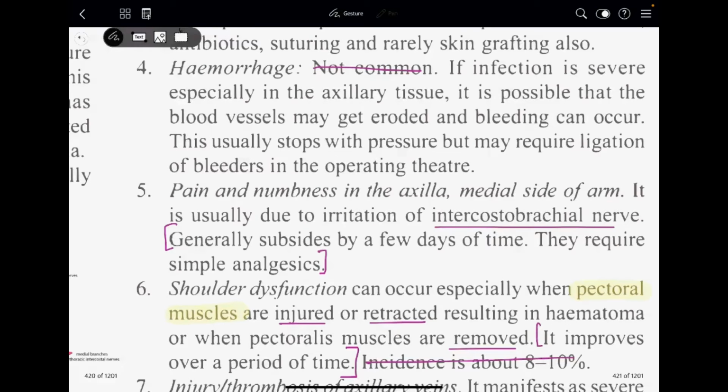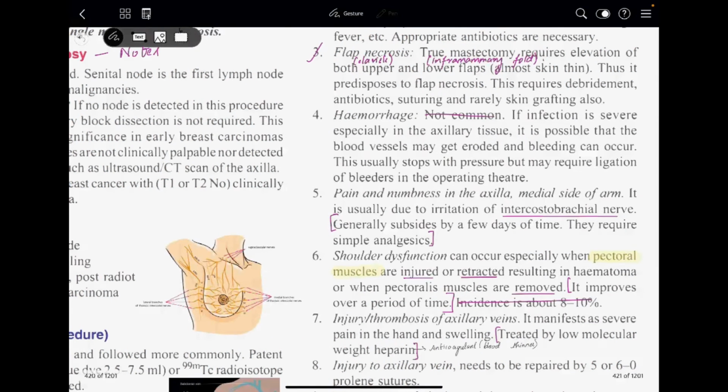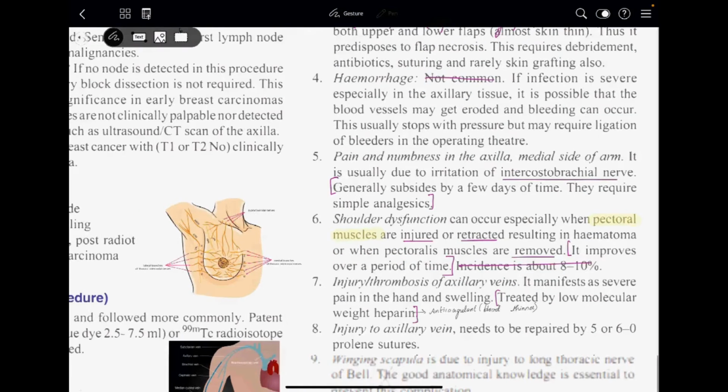How will you treat hemorrhage? As you have noticed, after every complication, you should be aware of how you will treat that complication. How will you stop the hemorrhage? This usually stops with pressure, but you may require ligation of the arteries in the OT, not somewhere else. Not bedside, but you have to go to the OT, and you have to ligate the bleeders and put pressure. And when do you see pain and numbness in the axilla?